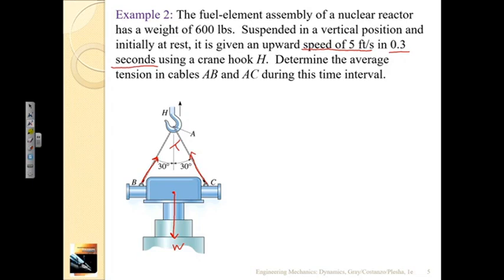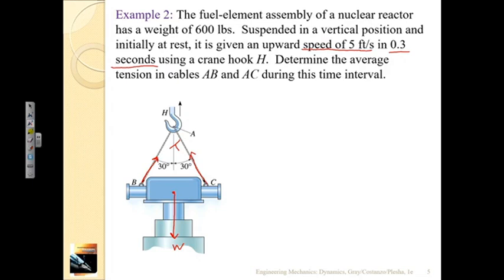So the free body diagram for us: W down. I've got this angle theta for each of these guys. Tension working up. We're given that our weight is 600 pounds.